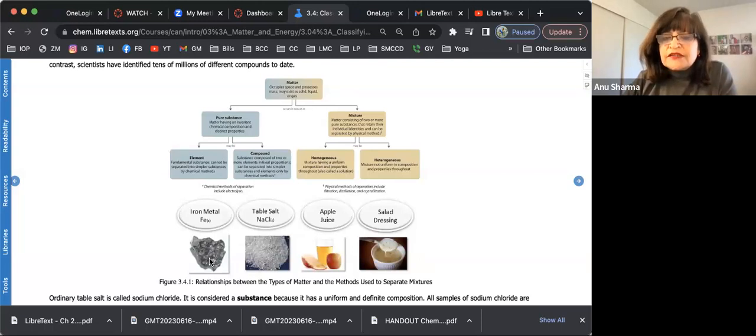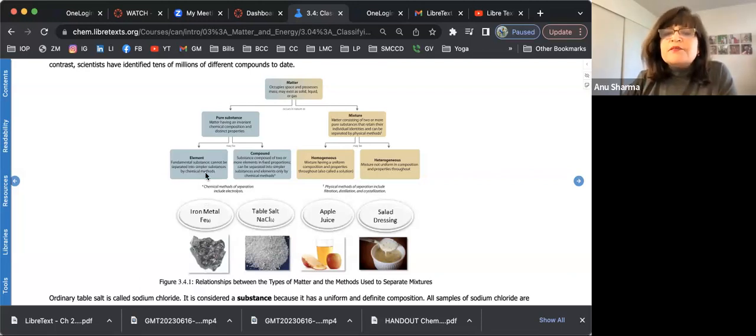So iron: elements are made up of atoms. The smallest particle of an element is an atom. Every element has a very specific identity, the mass number and the atomic number. The atomic number defines the identity of the atoms, and that is what gives them their physical and chemical properties. So this is the element.